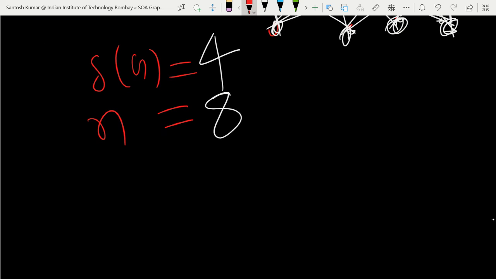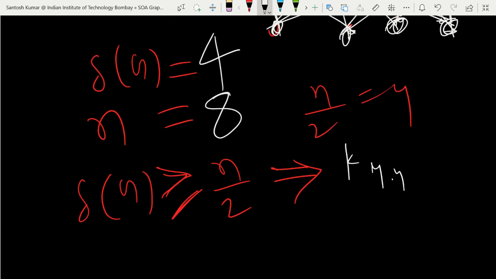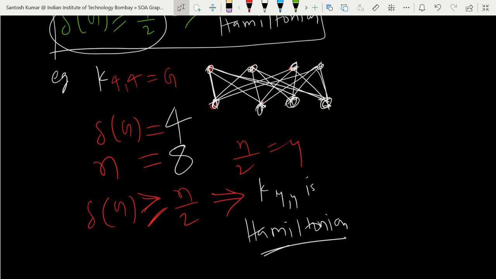Now we check whether this holds. Delta G is 4, so what is n by 2? n by 2 is 4. So delta G is more than or equal to n by 2, and equality holds, so it is obviously more than or equal to. So equality holds, that is good. So this says that K44 is Hamiltonian. You don't have to make the Hamiltonian cycle. This is a sufficient condition. If this holds, then it is Hamiltonian. The same thing can be done for the earlier graphs.